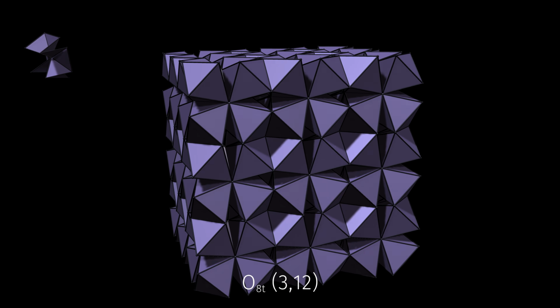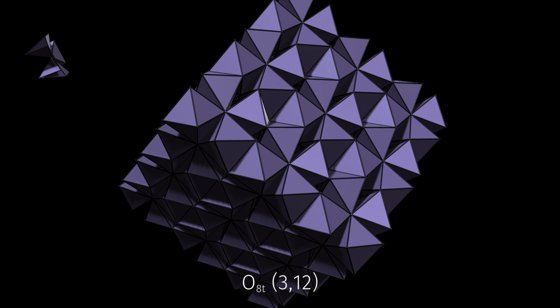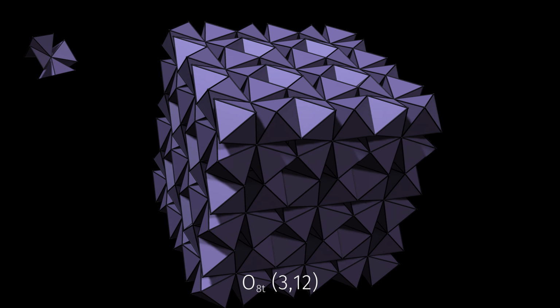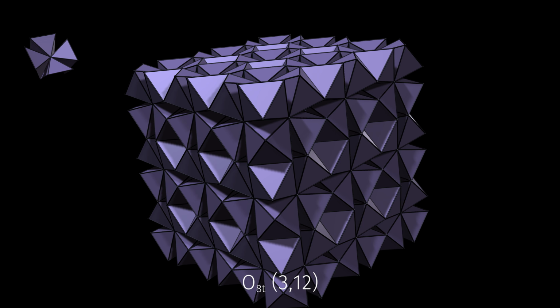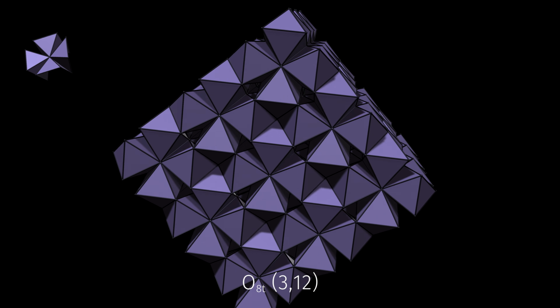It's so packed with triangles that it's difficult to visually comprehend the geometry. The tunnels are narrow, barely visible. We are probably looking at the upper limit of complexity. It seems unlikely that any infinite Archimedean exists with more faces meeting at each vertex.